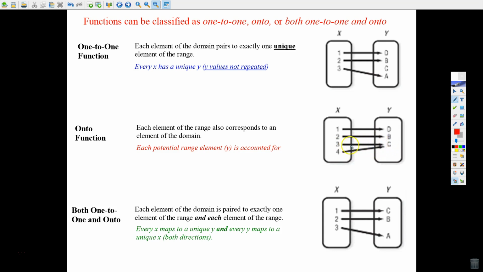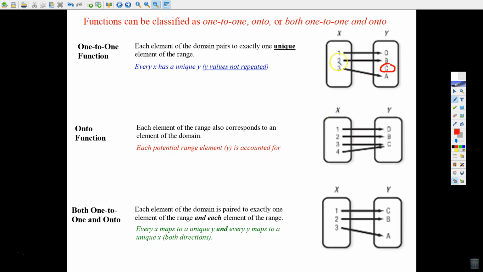Okay, and again, it doesn't matter here that C goes to 3 and to 4. This is going to be a function because we don't have any repeats in the domain. But what makes it onto is that every item in the range has been accounted for. It has a partner in the domain. That's why this first example is not onto. Do you see that? We have a potential range element here, C, that is not being used. It has not been accounted for.